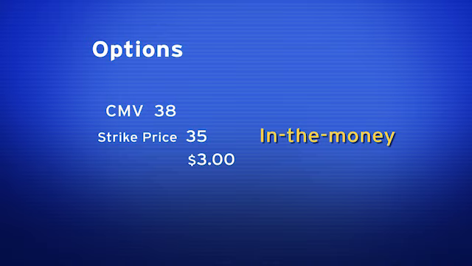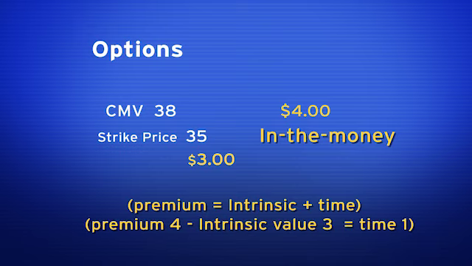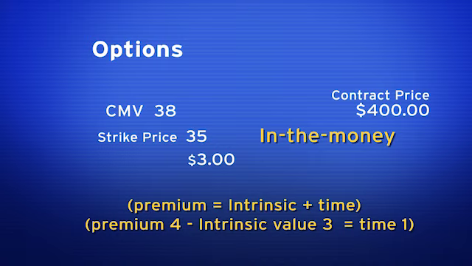The amount the option is in the money is known as the intrinsic value. So the intrinsic value for this option is 3. Now, recall premium equals intrinsic plus time. So if the premium is 4 and the intrinsic value is 3, 4 premium minus intrinsic value is 1. So time value is 1. So intrinsic value of 3 plus time value of 1 gives me a premium of 4. The client would pay $400 to buy this one contract.